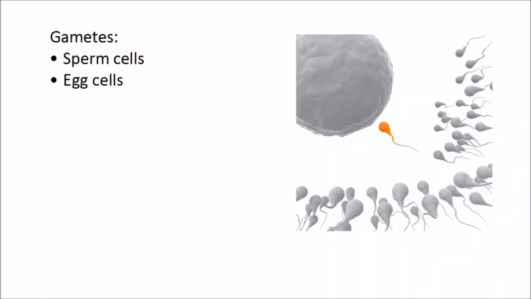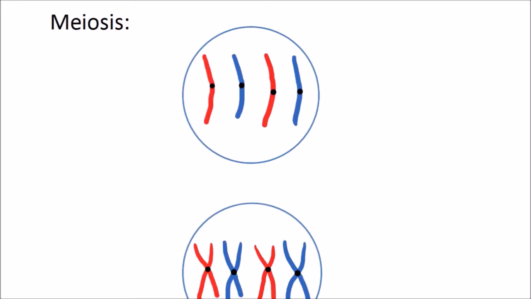Gametes are sex cells, so sperm cells and egg cells, and they contain 23 chromosomes each. So an egg cell will contain 23 chromosomes, as will a sperm cell, and they are produced by a process of cell division called meiosis. In mitosis, a cell divides once, forming two clones, but in meiosis it divides twice, which forms 4 genetically unique cells. So let's have a look at the process of meiosis.